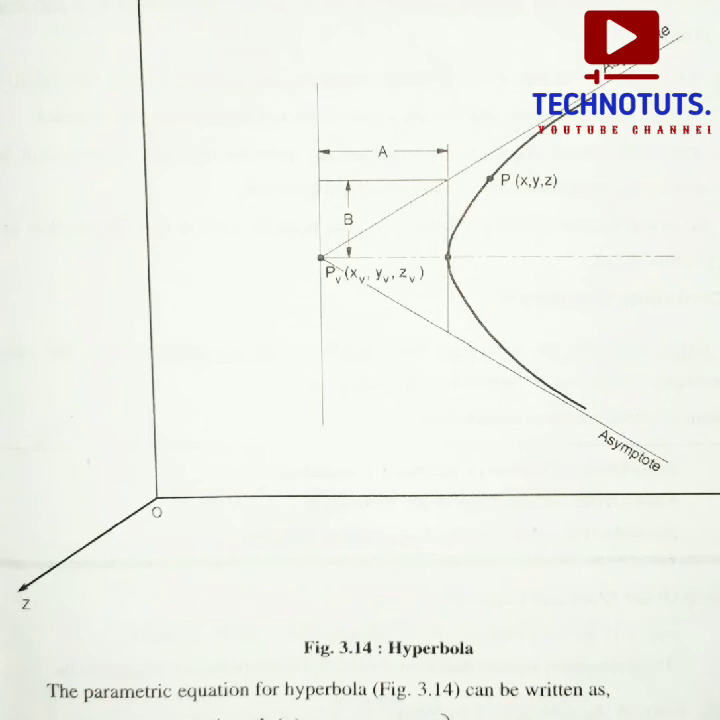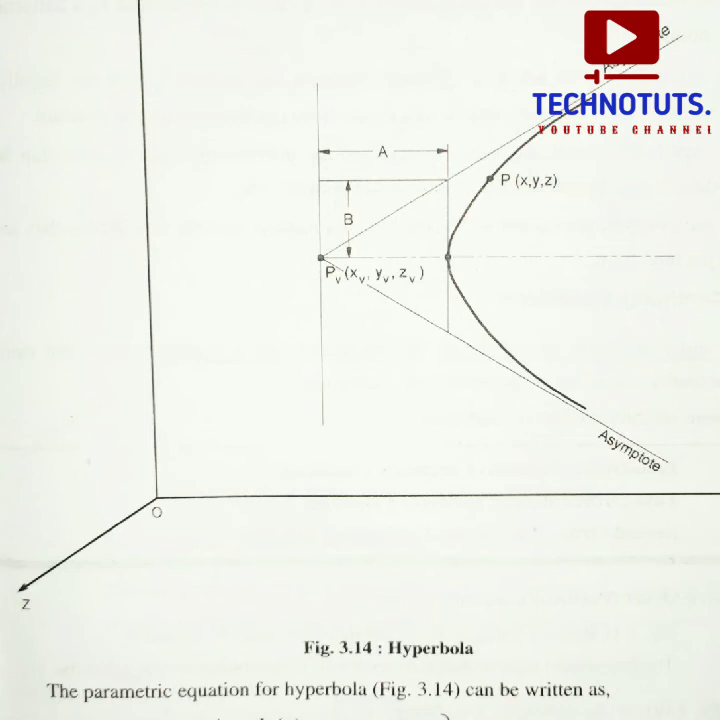Let us see once again. The parametric equation for hyperbola for x coordinate is given by x is equal to xv plus a cosh u. The parametric equation for hyperbola for y coordinate is given by y is equal to yv plus capital B sinh u, and the parametric equation for hyperbola for z coordinate is given by z is equal to zv, where the value of u varies from 0 to infinity.